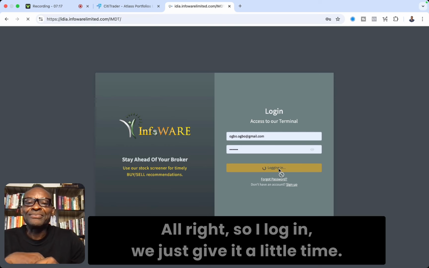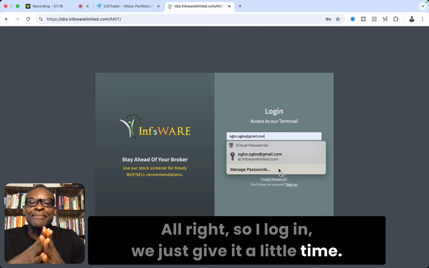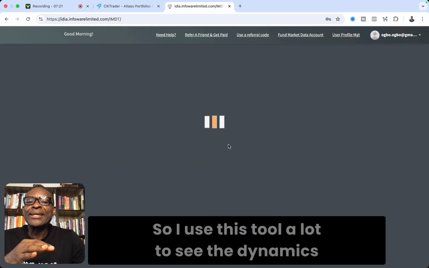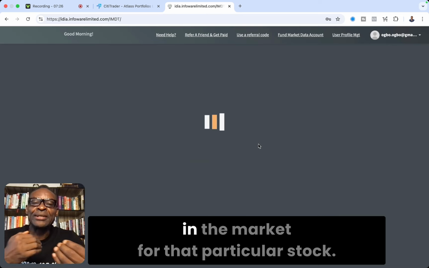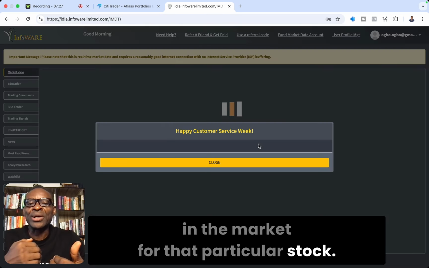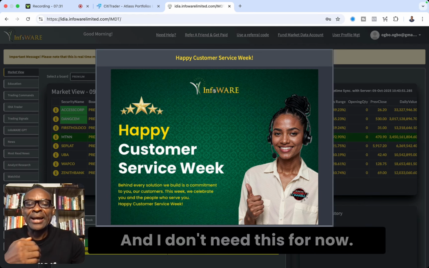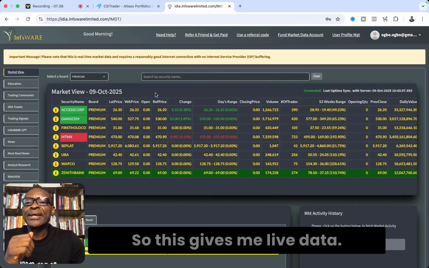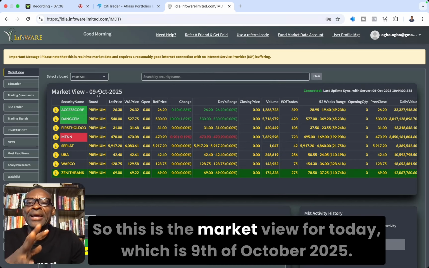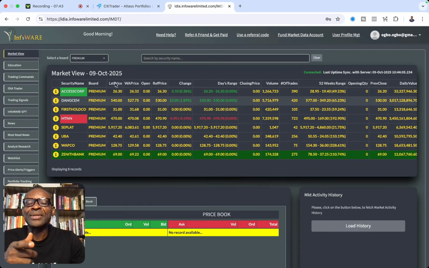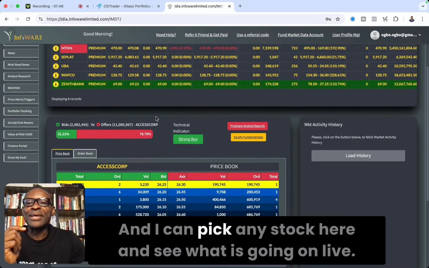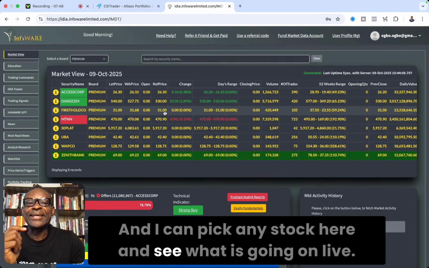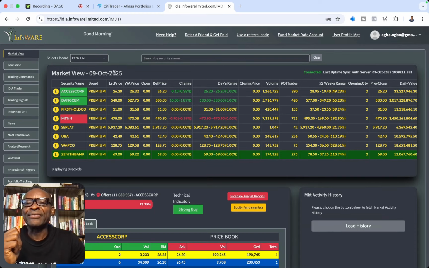So I log in. We just give it a little time. I use this tool a lot to see the dynamics in the market for that particular stock. And I don't need this for now. So this gives me live data. This is the market view for today, which is 9th of October, 2025. And I can pick any stock here and see what is going on live.